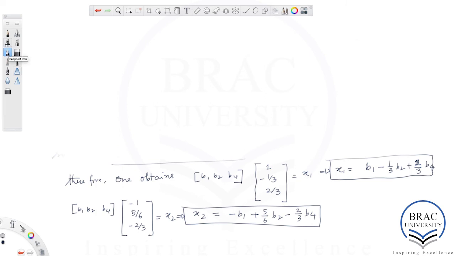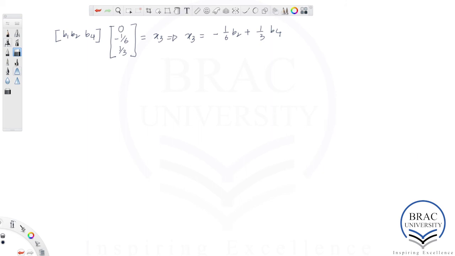Now b1, b2, b4 times the third column of Q, which is 0, minus 1/6, and then 2/6, which is 1/3, and this is equal to x3, which means x3 is equal to negative 1/6 b2 plus 1/3 b4. So one finally gets the following system of linear equations. x1 is equal to b1 minus 1/3 b2 plus 2/3 b4.